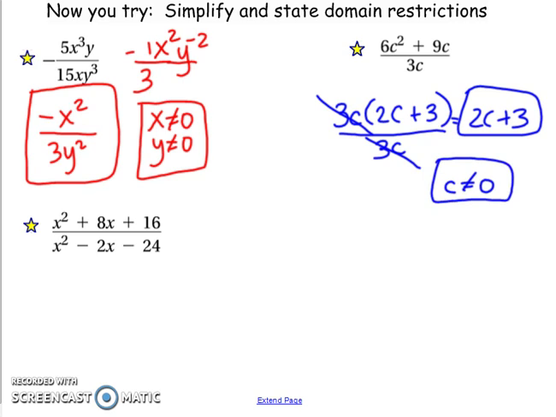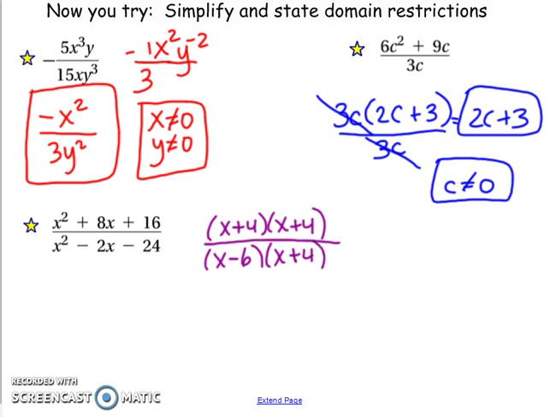So what multiplies to 16 and adds to 8? So we can factor that to be x plus 4 and x plus 4. And on the bottom, what multiplies to negative 24 and adds to negative 2? We can use negative 6 and positive 4. So here we have 3 x plus 4's.